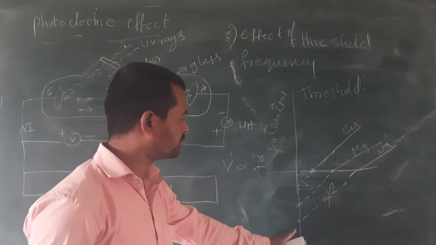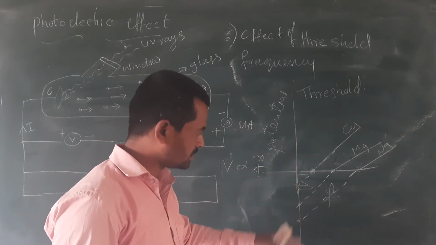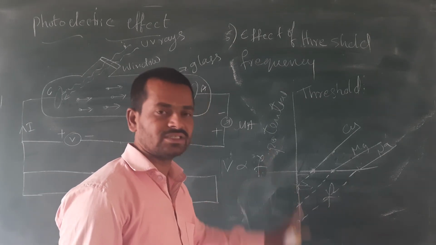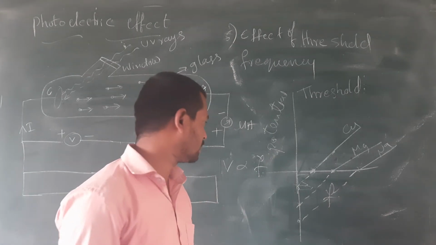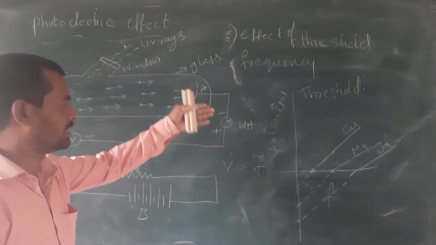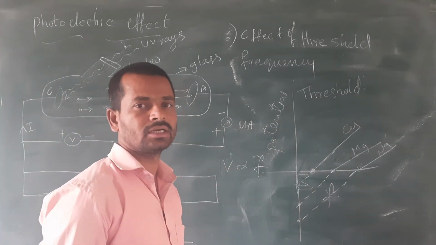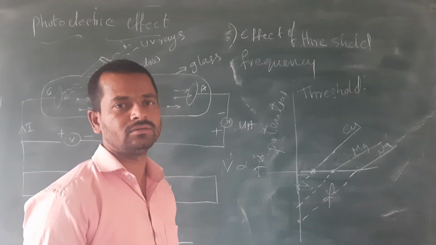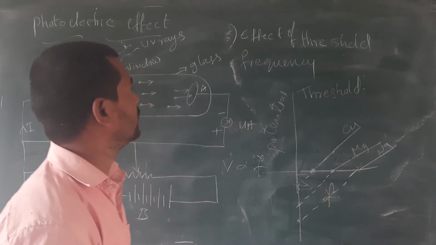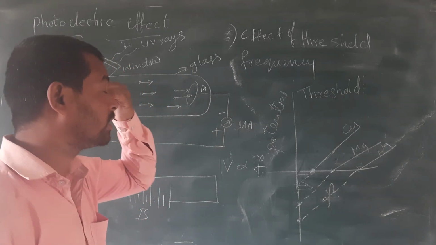See the negative potentials on this side. In negative potential, different frequencies are present. Just now we have learned that when the potential is negative, current cannot flow. Current starts falling down, current starts decreasing. So these are the main points in the photoelectric effect.